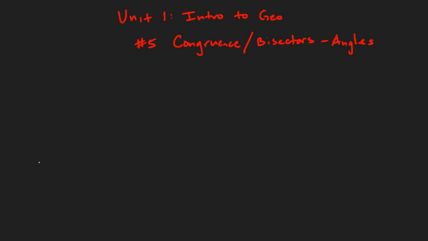We're going to start with what a pair of congruent angles are. So we have congruent angles. And congruent angles are angles that have the same measure, or angles with the same measure.